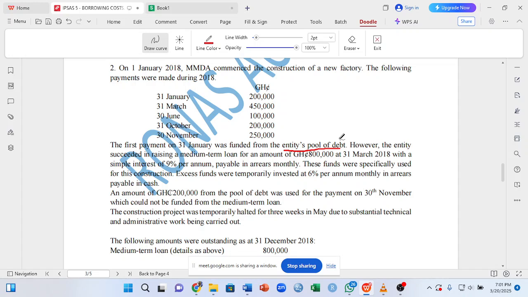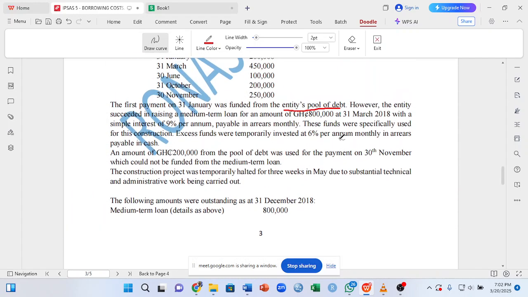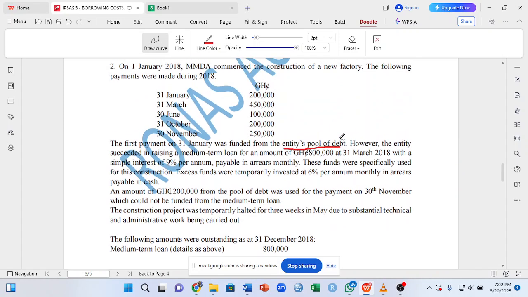Specific. What about the general? Yes. For the general one, you said that these were, let's say, loans that could have been avoided if the decisions were not made. And in the latter part of the question, it says that the people couldn't finance that loan from their normal source of loan, so they have to go into their pool of loans to finance those projects. So an amount of 200,000 from the pool of debt was used for the payments on 30th November, which could not be funded from the medium term loan. So that makes it like, okay, the explanation.